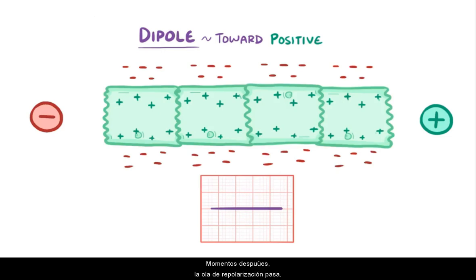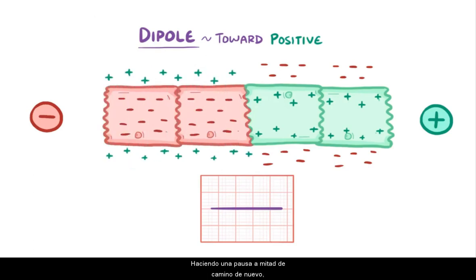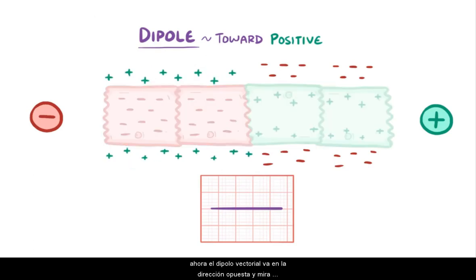Moments later, a wave of repolarization goes through. Pausing halfway through again, now the vector dipole goes in the opposite direction and faces the negative electrode, which means there'll be a negative deflection on the ECG tracing. Again, the bigger the dipole, the bigger the negative deflection.